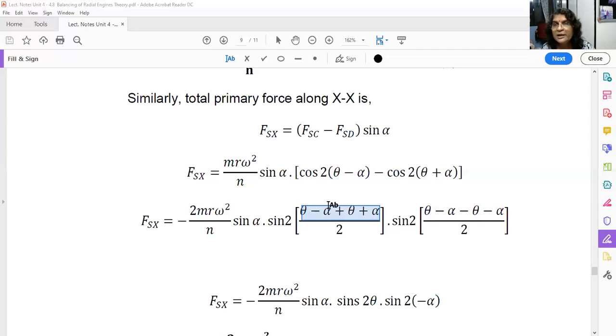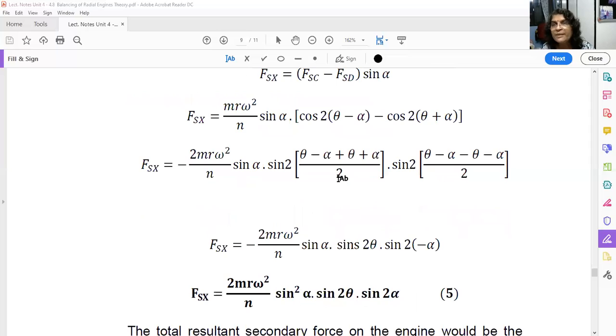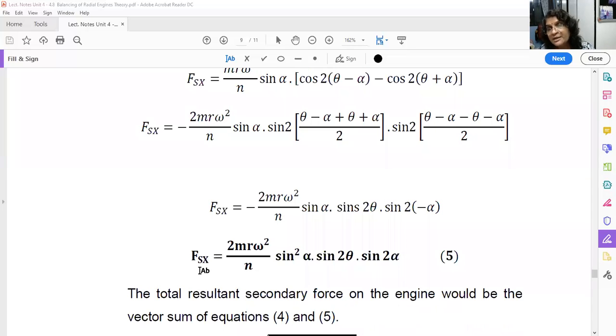Okay. So here again alpha will be cancelling out. So 2 theta by 2, only theta will be remaining, and this 2 will be as it is. So the term will be sin theta. Okay. Then here theta will be cancelling out. It will be minus alpha, that is minus 2 alpha by 2. It will be sin minus alpha. It will become minus minus plus here.